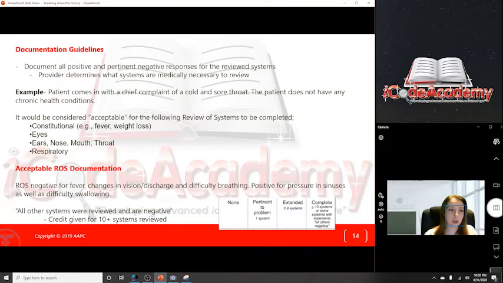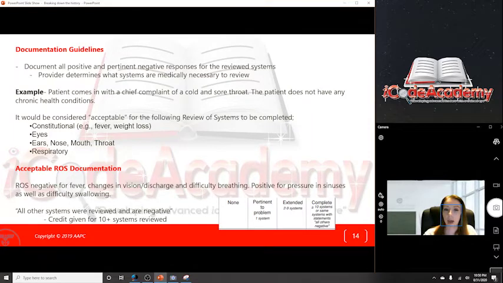that is considered acceptable. Here we can see that the providers typically document ROS, or review of systems, negative for fever, changes in vision, discharge, and/or difficulty breathing. Positive for pressure in sinuses, as well as difficulty swallowing. So here we would go ahead and pick out our review of systems elements.